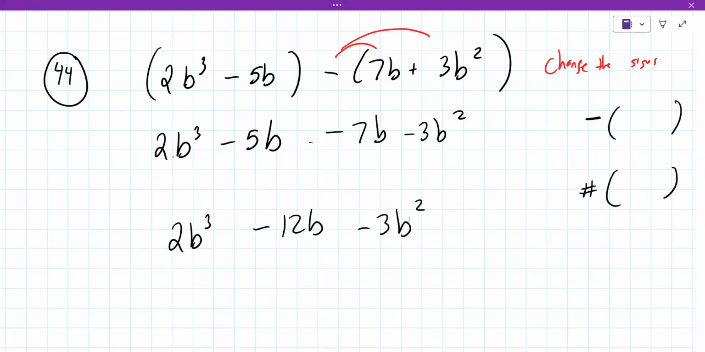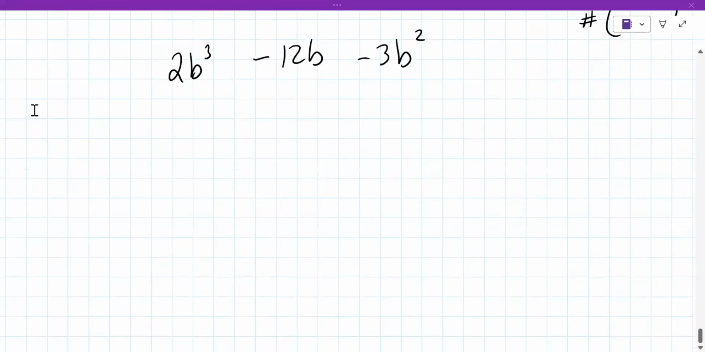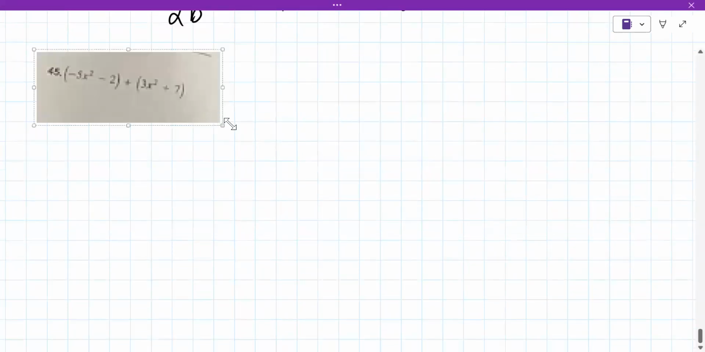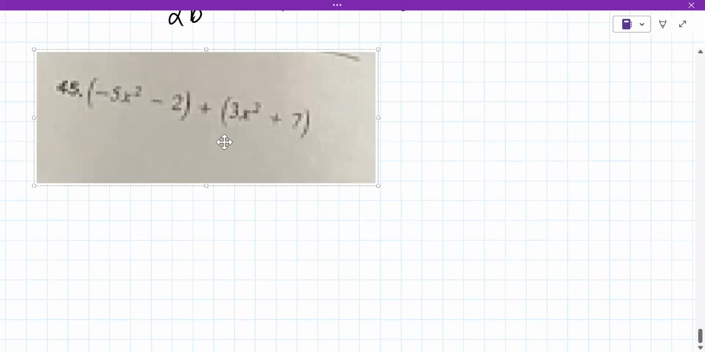All right, so by comparison, 45 is actually much easier than 44. There's nothing outside the parentheses. You can just drop the parentheses and then combine like terms. Why don't you give this one a try, please? Okay.